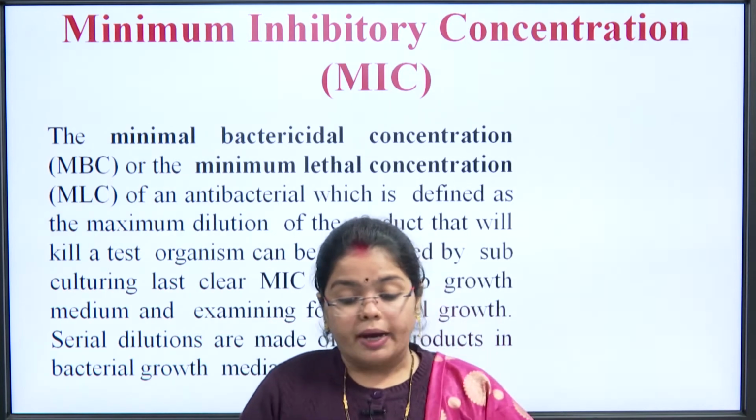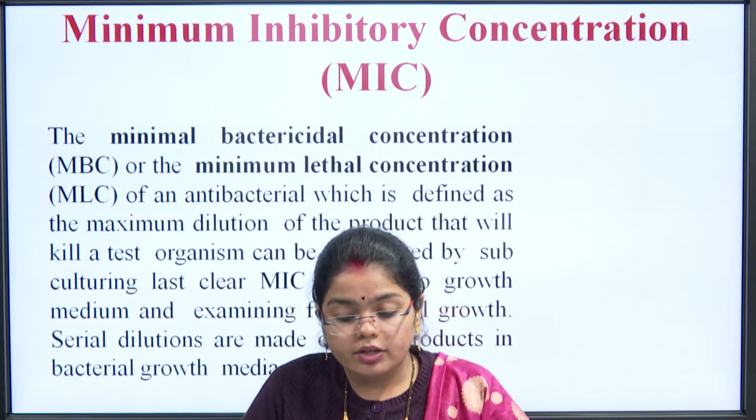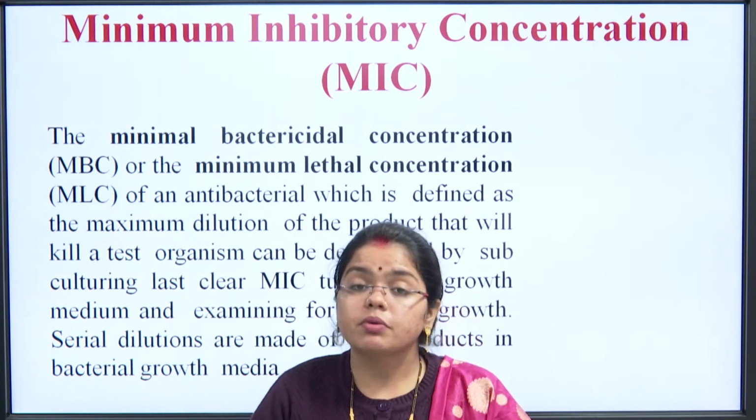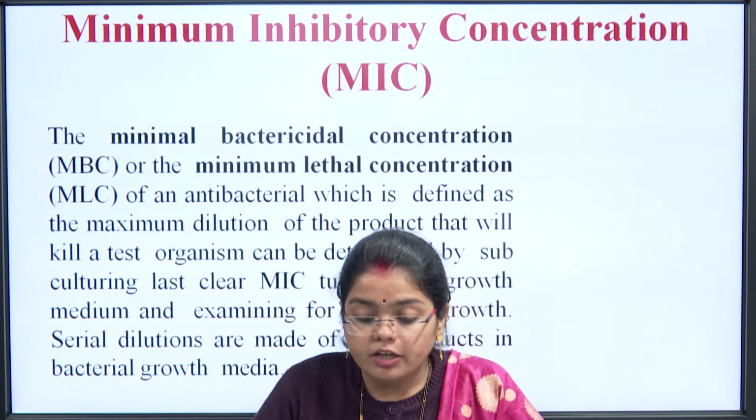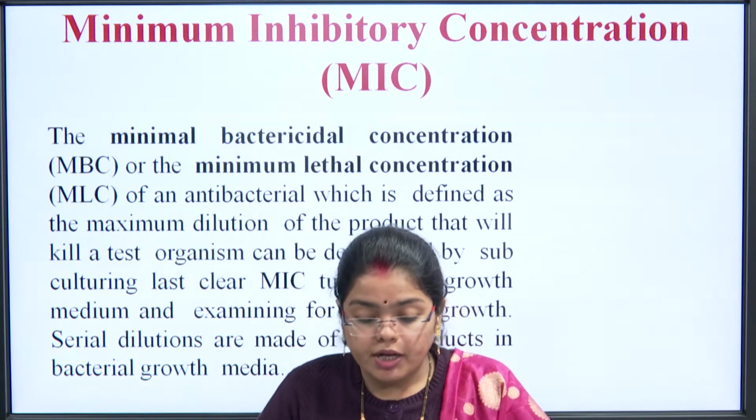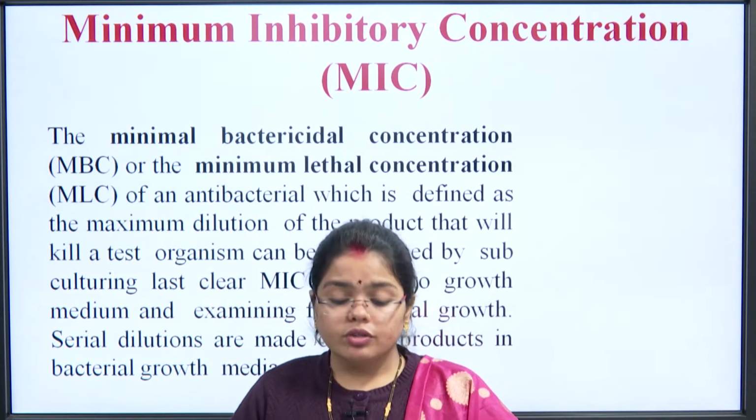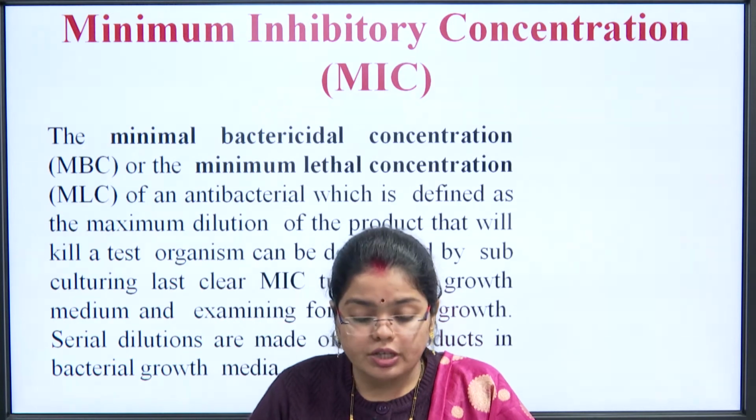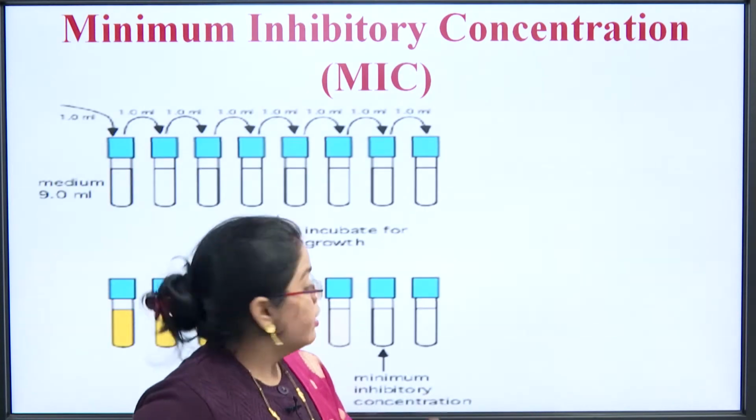Then the minimum bactericidal concentration, or the lethal concentration of an antibacterial, is defined as the maximum dilution of the product that will kill a test organism. It can be determined by subculturing the last clear MIC tube onto the growth medium and examining the bacterial growth. How we find out the minimum bactericidal concentration is we culture the last MIC tube.